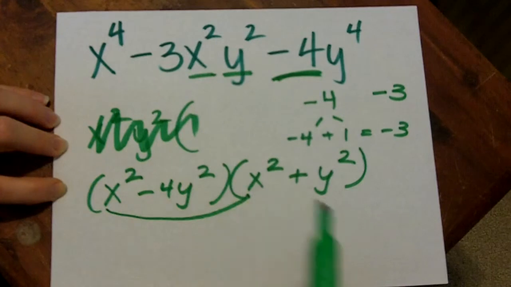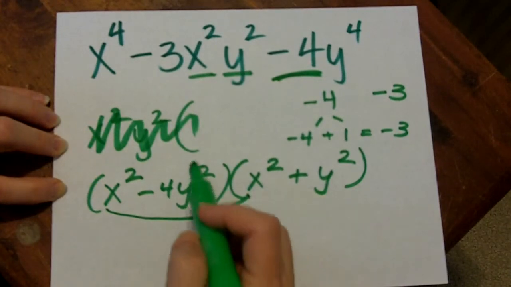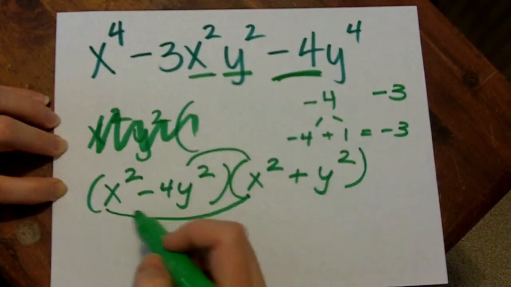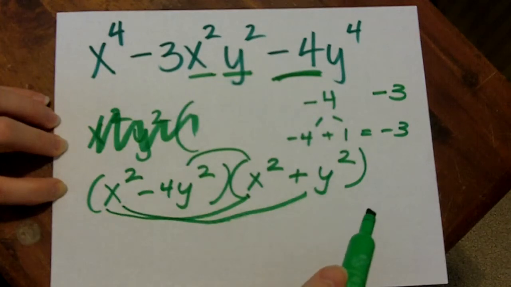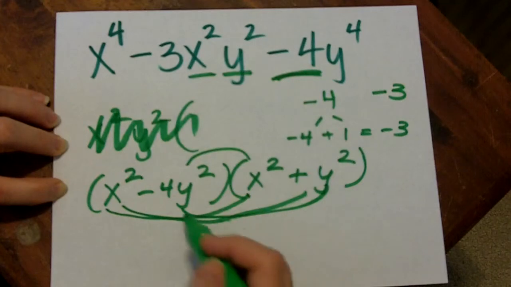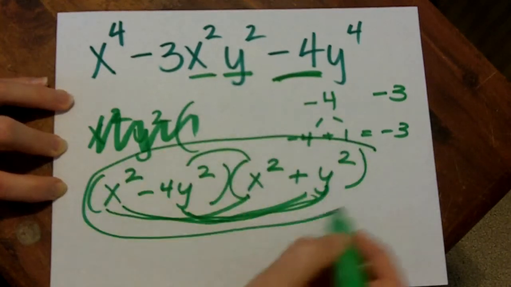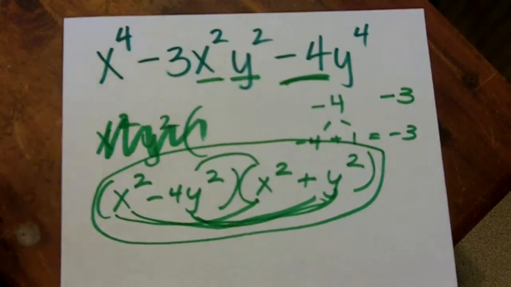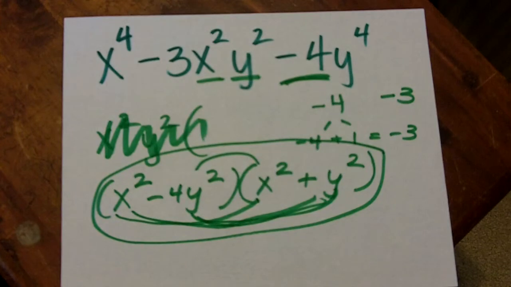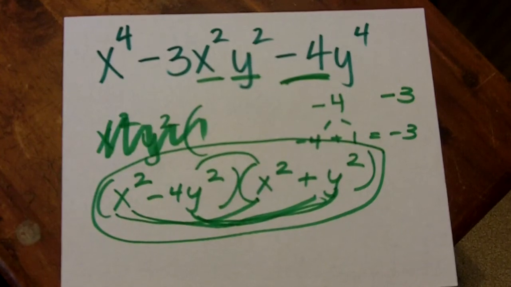Because if we did FOIL, we'd get x to the fourth. If we did our inside terms, we get negative 4, but our outside terms would give us a positive. So that does add up to our middle term, and then we end up getting negative 4y to the fourth. So these are our factors. So I think you see that you have all the tools that you need for solving these higher degree polynomials and factoring those. So have a great time. Think, and go through the steps.